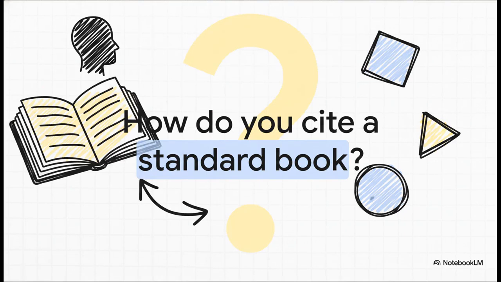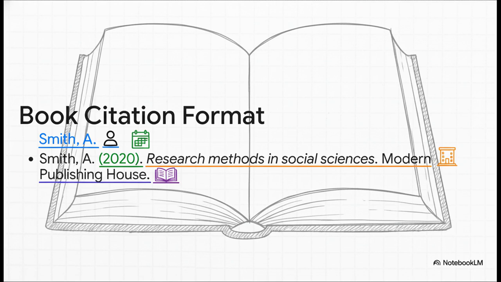First up, the classic situation. How do you cite a standard book? You can see the pattern, right? Author, date, the title in italics, and the source, the publisher.